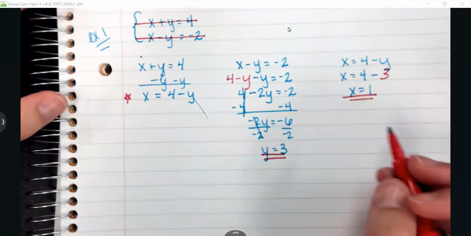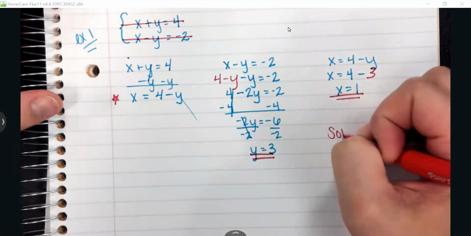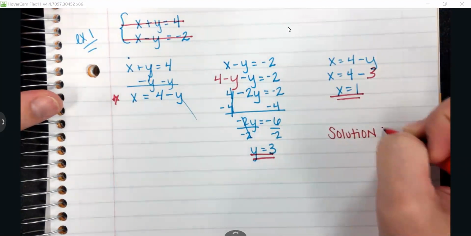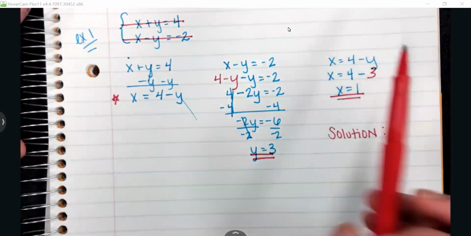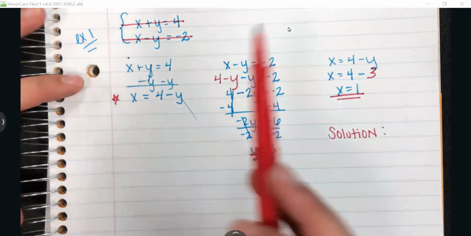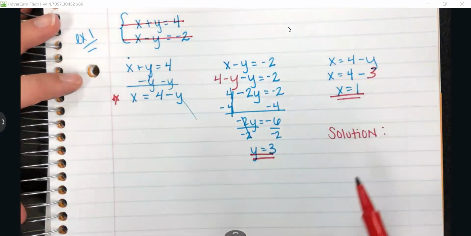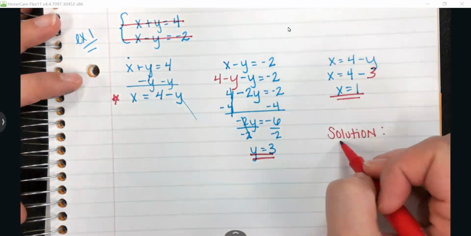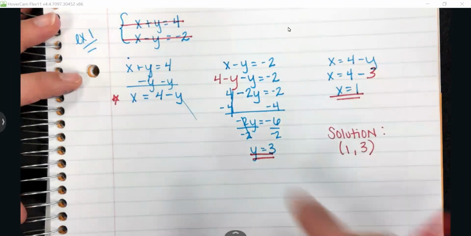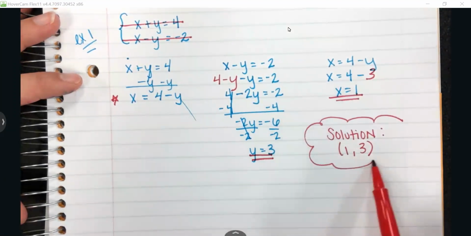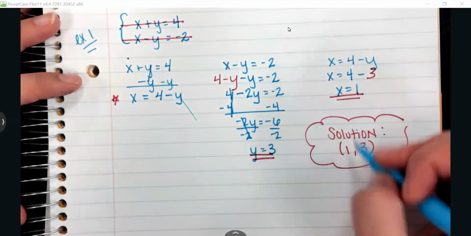Now, what does all this mean? I am trying to find a solution. In topic 1, we did graphing. How did we know where our solution was when we were graphing? It was where my lines intersect, where they all came to one point. So if I were to graph these two lines, where do you think they would intersect? At what point? 1, 3. That's my point. X, y. So 1, 3. What does this solution mean?